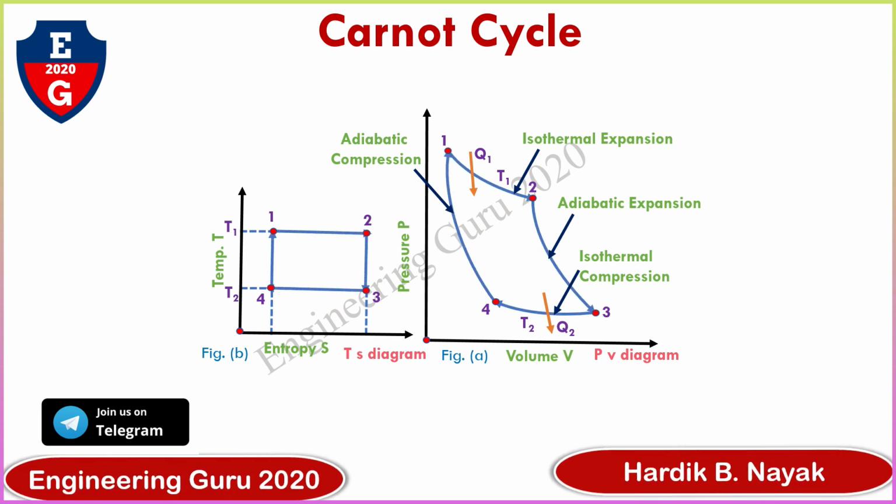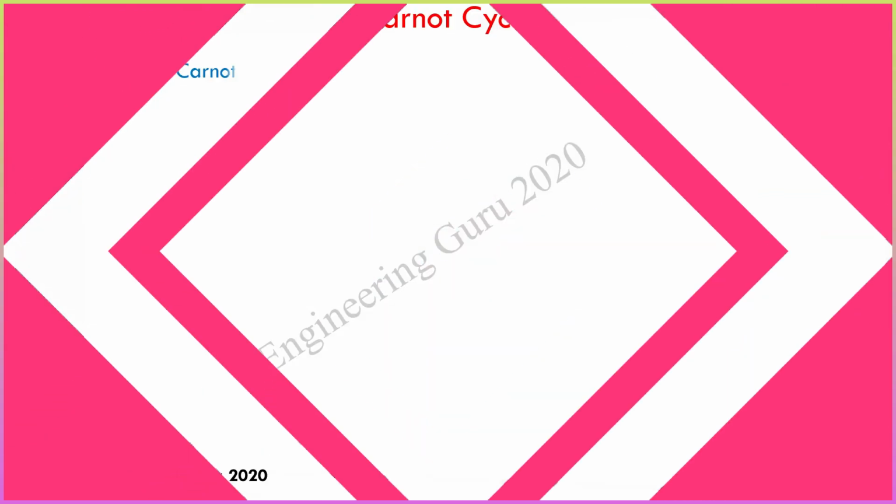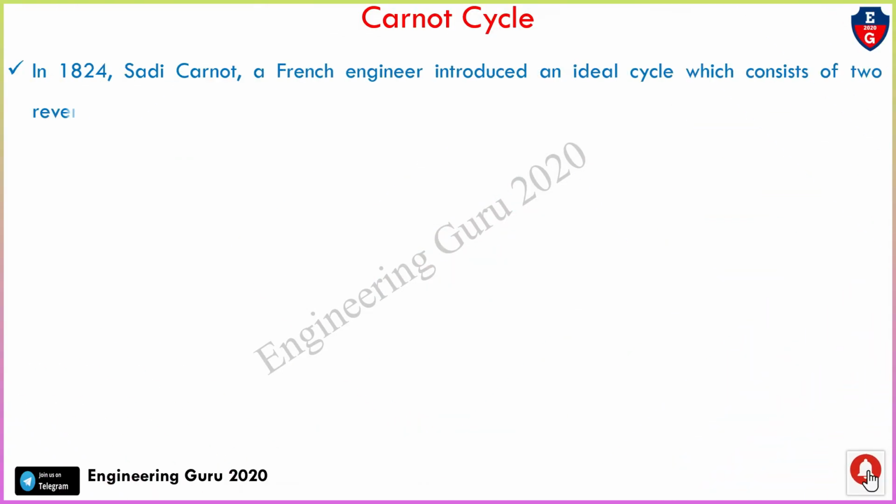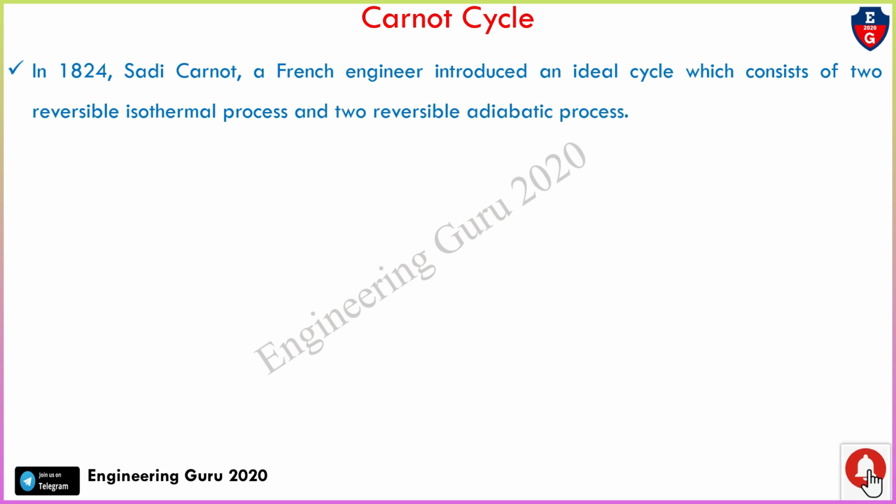In this video, we will cover the Carnot cycle, the assumptions of the Carnot cycle, then the four processes of the Carnot cycle, and then the limitations of the Carnot cycle. So let's see one by one. Carnot cycle. In 1824, Sadi Carnot, a French engineer, introduced an ideal cycle which consists of two reversible isothermal processes and two reversible adiabatic processes. The important thing: the Carnot cycle is the ideal cycle and consists of two isothermal processes and two adiabatic processes.